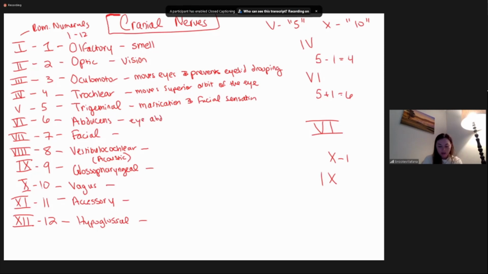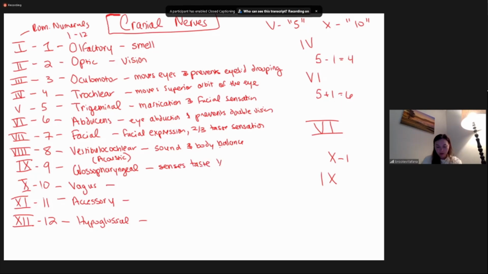Abducens performs eye abduction and prevents double vision. Facial is for facial expression and 2/3 taste sensation. Vestibulocochlear or acoustic is for sound and body balance. Glossopharyngeal senses taste from the 1/3 back of the mouth and for swallowing. The vagus is for speech. The accessory is for shrugging the shoulders and head resistance. And then the hypoglossal is for tongue movement.